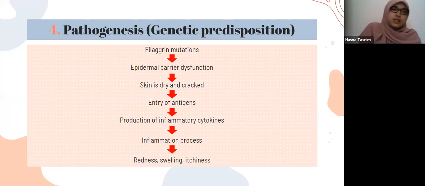The first one is the genetic predisposition. The filaggrin mutations lead to epidermal barrier dysfunction, so the skin becomes dry and cracked. This allows the entry of antigens and initiates the production of inflammatory cytokines and the inflammation process. So we can see erythema, or redness and swelling, at the affected site, and itchiness due to histamine release.